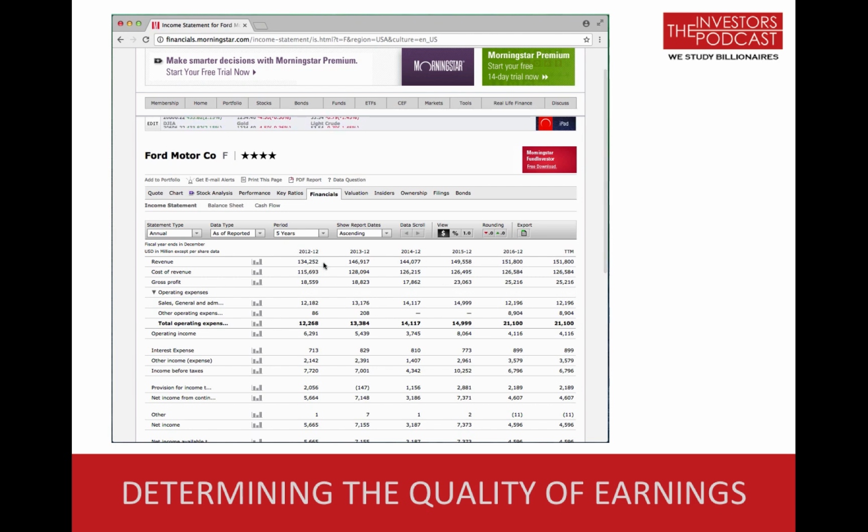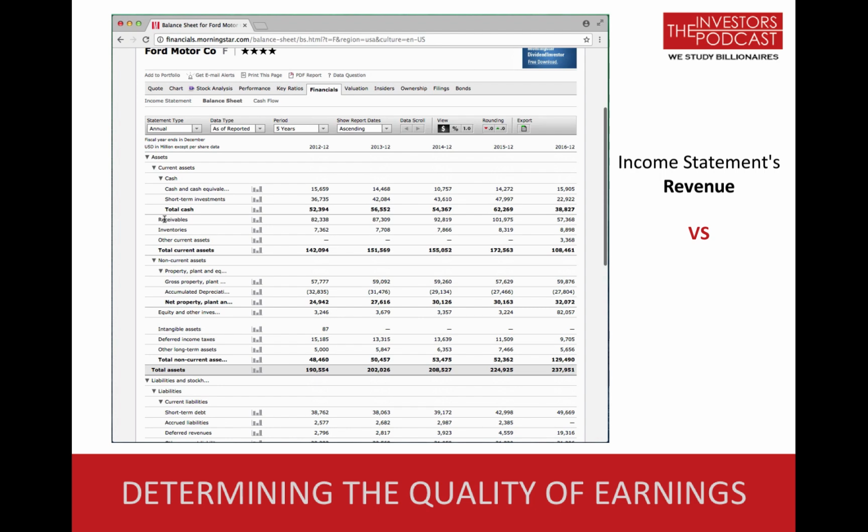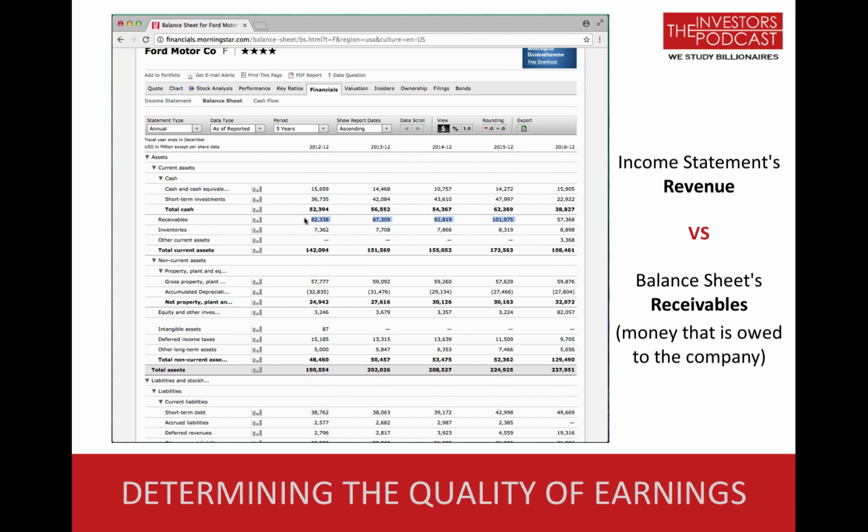But if we were concerned about Ford extending a line of credit to their customers in order to boost this top line, you would have to then look at the balance sheet and do a comparison of how those two numbers compare. So you'd be comparing the revenue with the balance sheet. And on the balance sheet, the number that you're looking for would be receivables. As we look at the receivables, it's gone from 82 billion to 87, 92, 101. So we're seeing that the receivables are going up, and these receivables are money that is owed to the company. This could be money that's owed from a dealership to the Ford Motor Company.